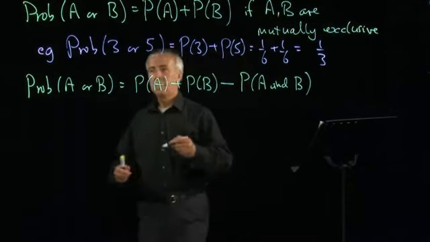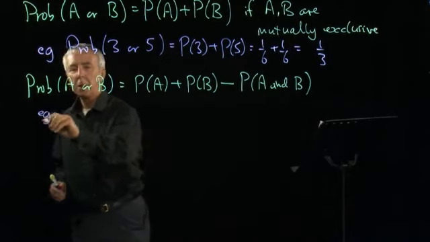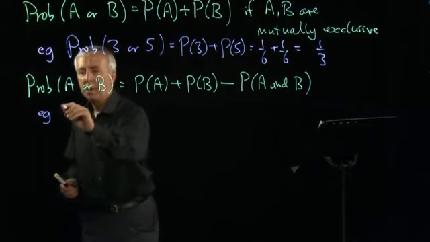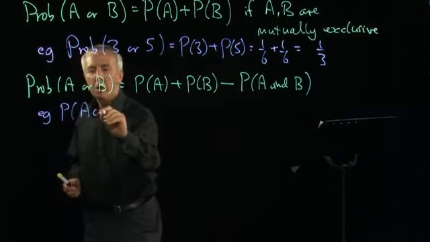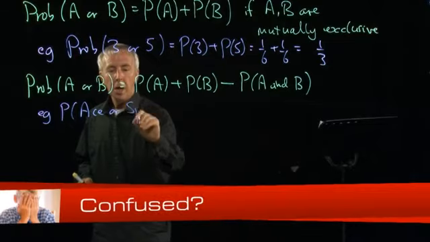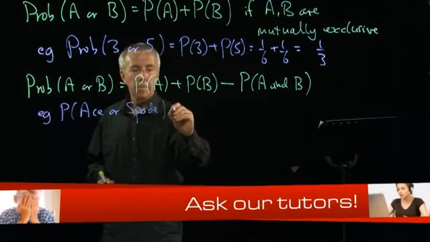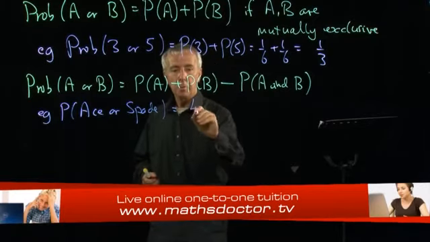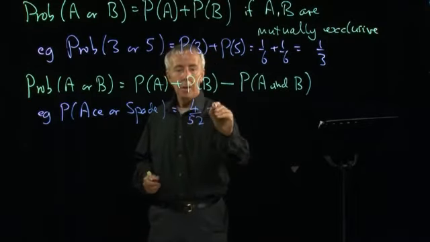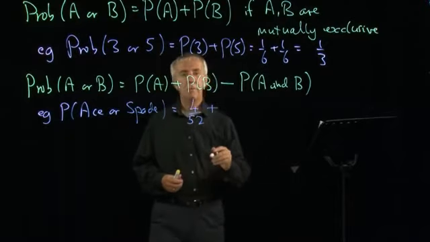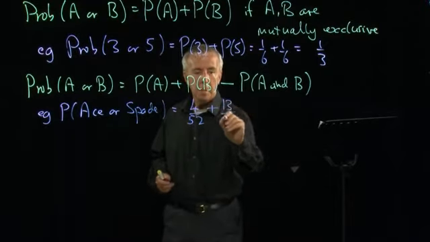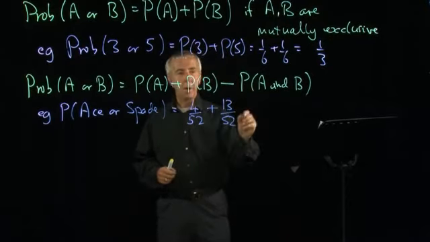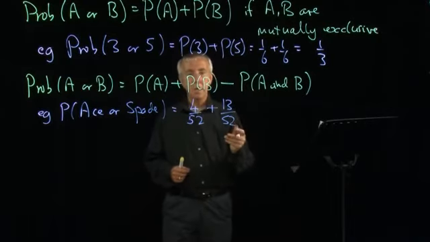So for example, if I wanted to find the probability, when I select a card from a pack, what's the probability of an ace or a spade? The chance of an ace is 4 out of 52, because there are 4 of them. Spades, there are 13 out of 52. And the ace and the spade is what we normally call the ace of spades, and there's one of those.